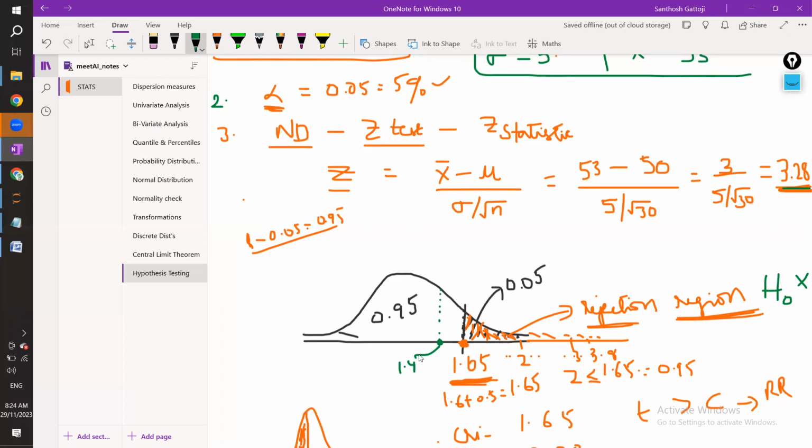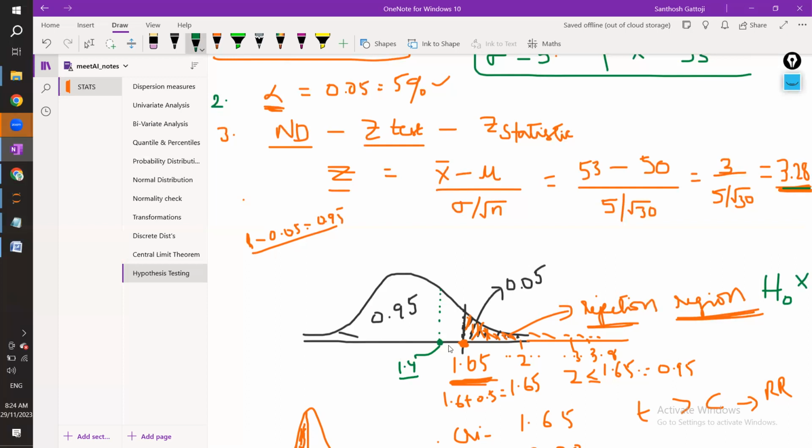But now if you take alpha as 10%, then you need to cover 10% of the area, and that means it will come a bit closer over here. It is 1.4. Now in this scenario, anything greater than 1.4 you will reject. That means you are having more values for the rejection.